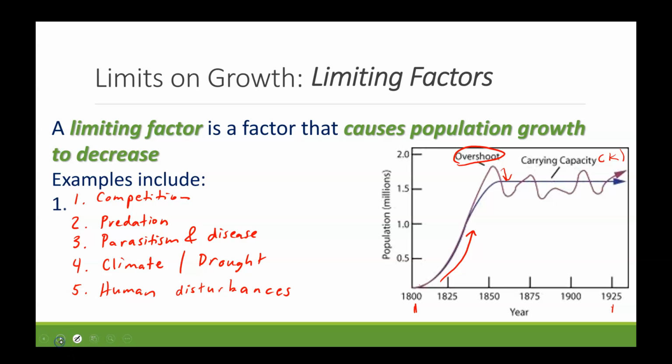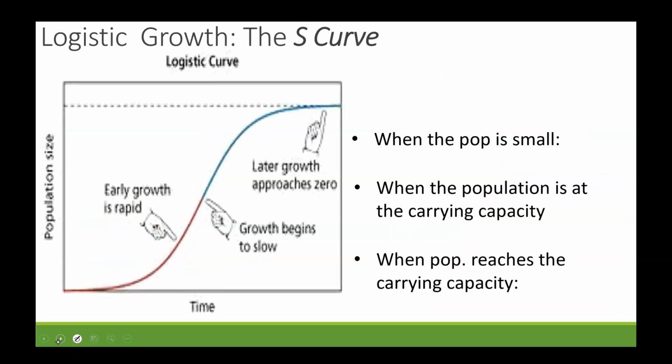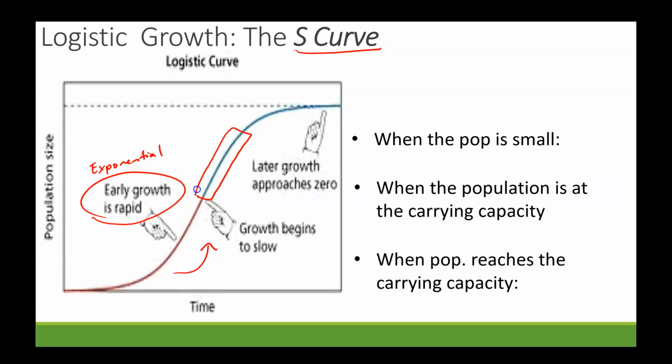So next we're going to take a look at a more realistic curve, and that is the S curve, right? We have this early rapid exponential growth here at the beginning, and that's the beginning of the J curve right there, right? Then we see here that growth is going to begin to slow, and then eventually, as we get up towards the carrying capacity, that's what this dotted line is going to represent, we're going to see that growth approach zero.